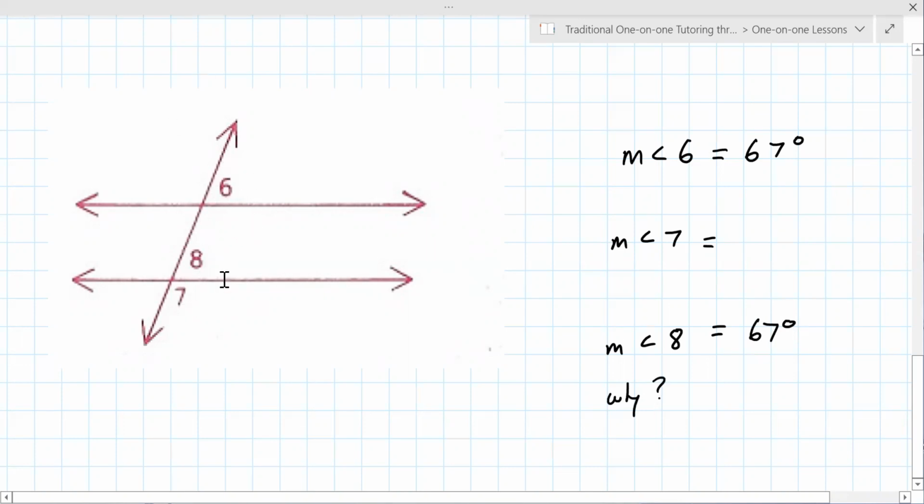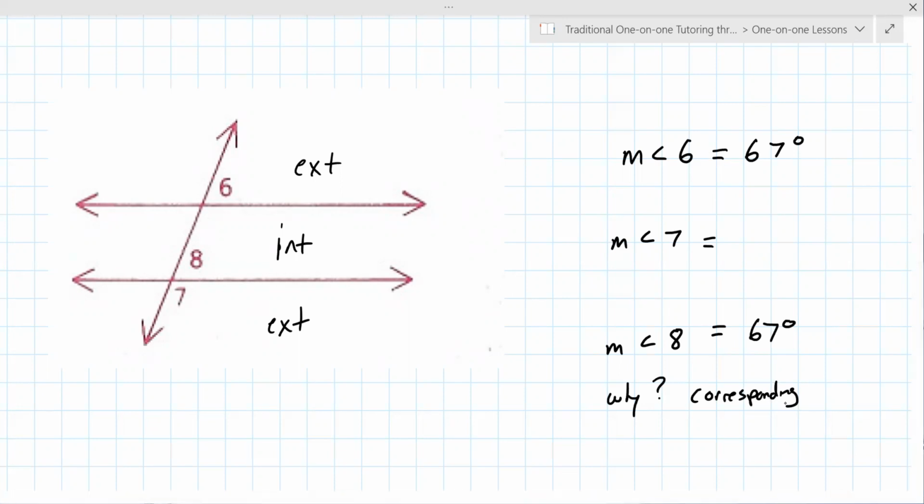Because they're same side interior angles. So the interior is here, the exterior is here. They are same side. Okay, so I'll give you the answer here. It's corresponding. That's what I think you would be asked. I don't think you'd be asked to find the angle measure. I think you'd be asked, why is it equal 67? It would say corresponding or vertical or alternate interior, linear pair. And that's really important here.